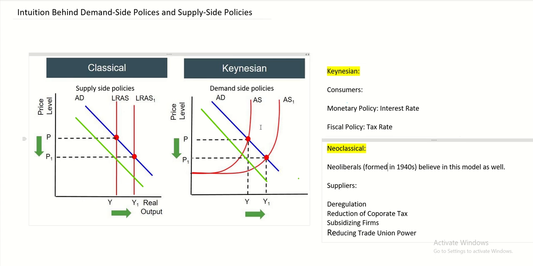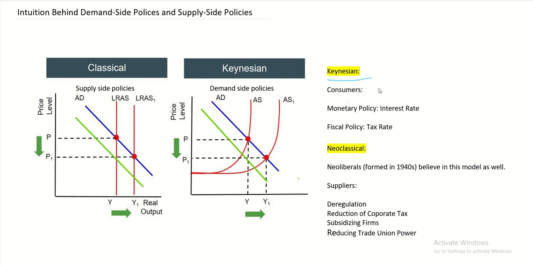As you can notice in the diagram, the main difference is a straight line portion and a rising portion in the demand-side policies, or the Keynesian economists' view of the economy, while the neoclassical economists believe in a straight vertical line with no spare capacity in the beginning part. So let's first look at the Keynesian economists.